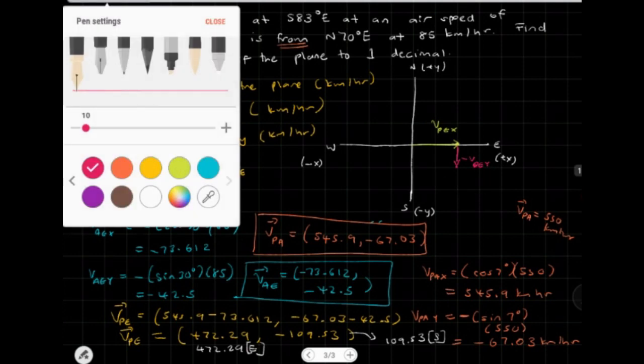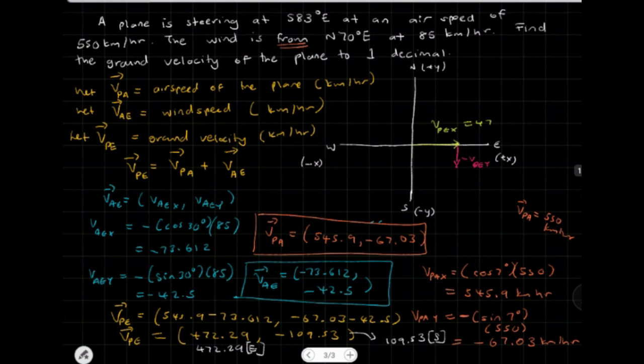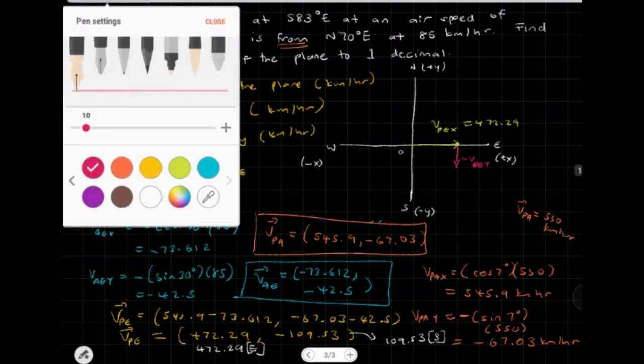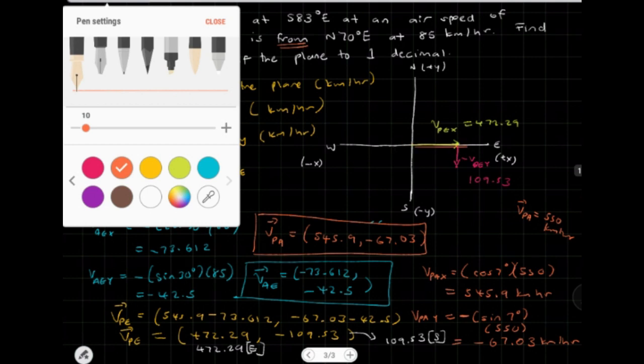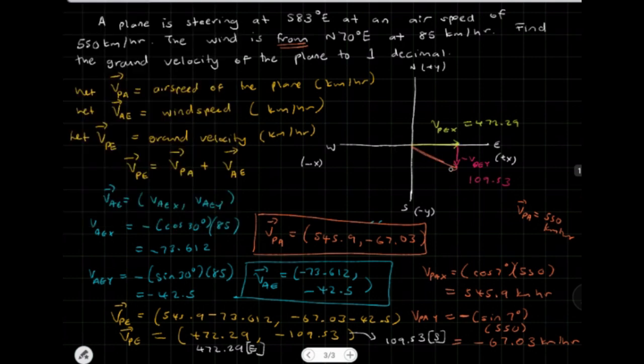And in this case, the x component here was 472.29, right? And the y component here was 109.53, and my resultant should be here. So it tells you exactly where your ground velocity is. You can also figure out your angle theta. Now, we want to figure out what the magnitude of the ground velocity is.